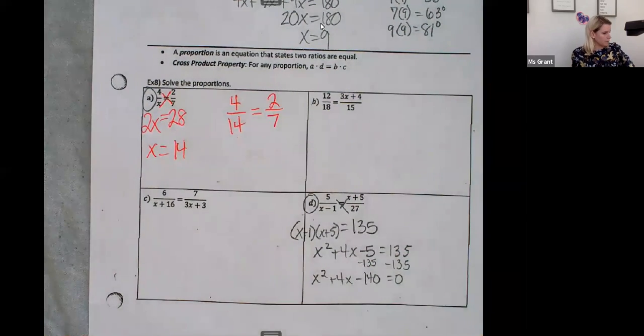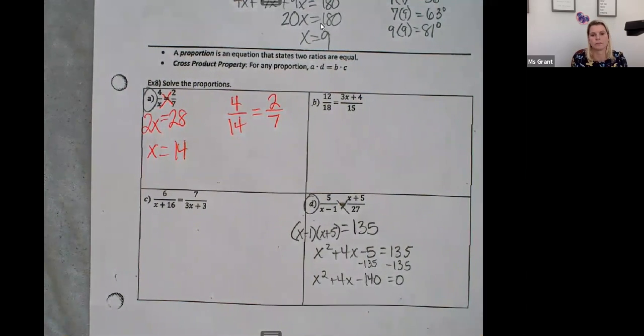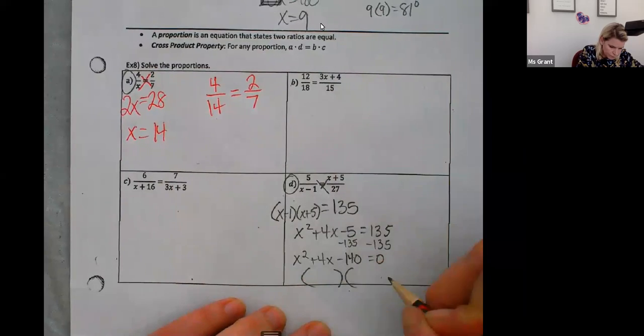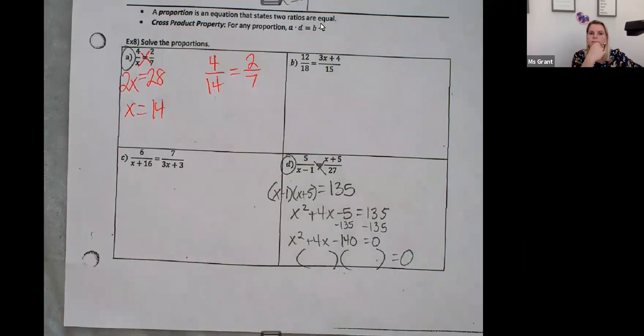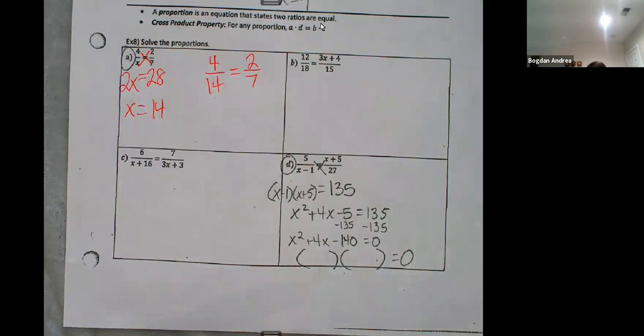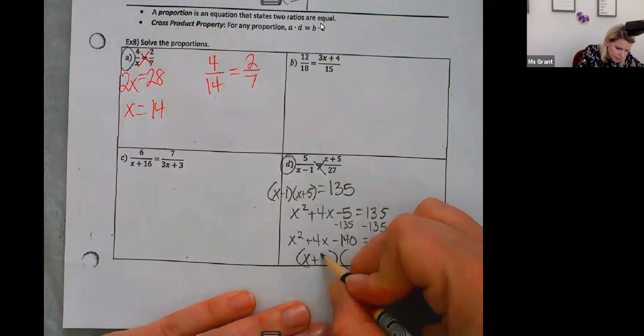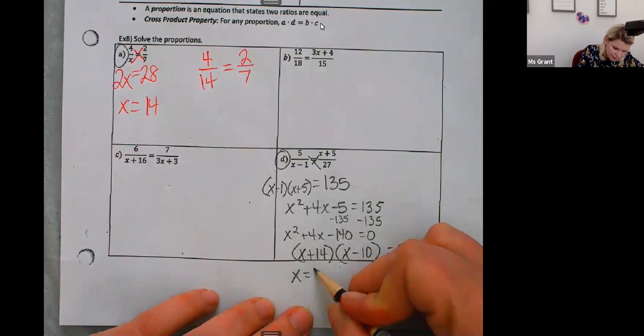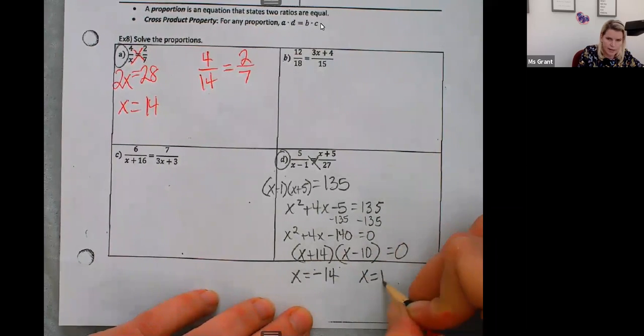We've had this trinomial before. Someone new, tell me what the parentheses is. x plus 14, x minus 10. Yes, x plus 14, x minus 10. Which means I have two values for x, a negative 14 and a positive 10.